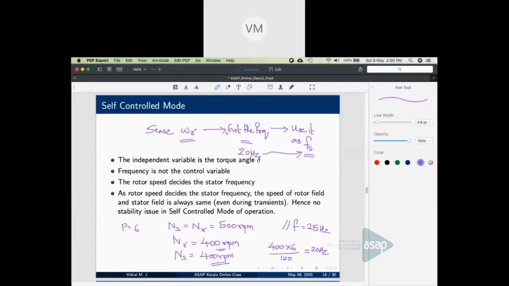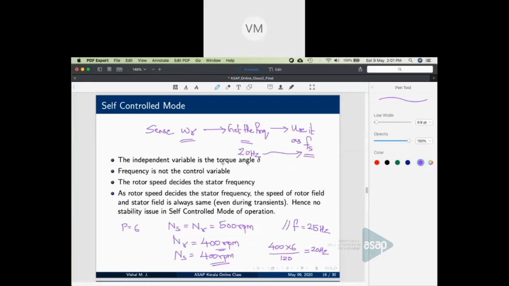So for that, this is the flow chart of the operations we do. We sense the rotor speed, get the rotor frequency and use it as the stator frequency. So even during transients, speed increasing or speed decreasing, omega s remains equal to omega r. In true synchronous mode, omega s was equal to omega r only during steady state. In self-controlled mode, omega s is equal to omega r always, even during transients as well as during steady state. I think most of you would be confused how to increase the speed of this machine. Now, if the stator itself is following the rotor, how can you increase the speed of the machine? That we will discuss in the coming slides.